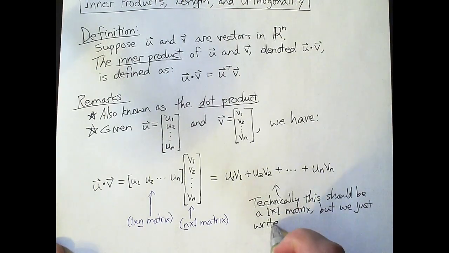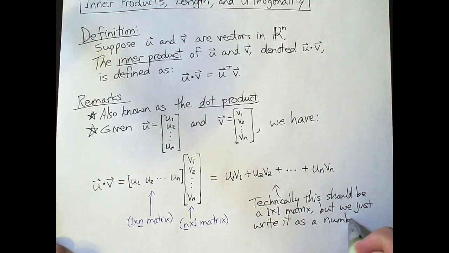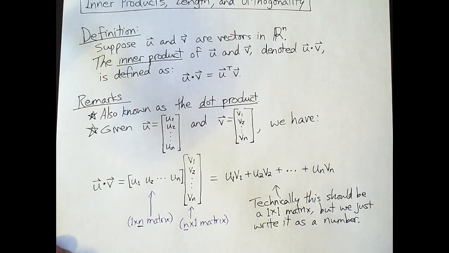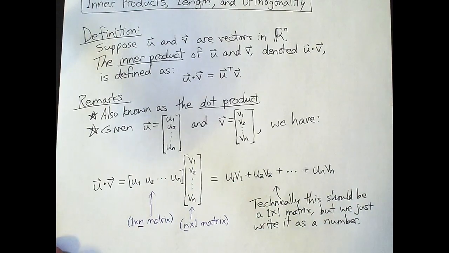We write this and we view this just as a number, without the matrix brackets around it. All right, so the inner product of u times v winds up equaling some real number. This just adds up to some real number.